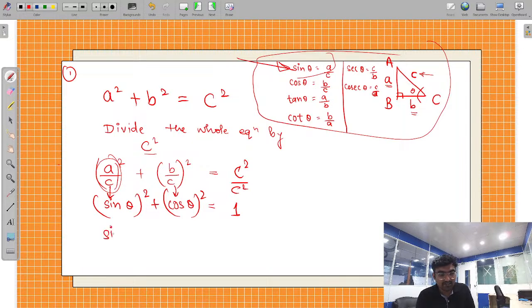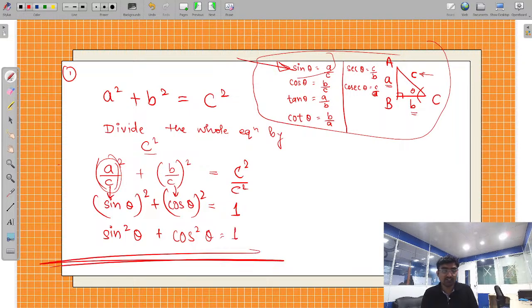Now from this I can write my first trigonometrical identity, that is sine square theta plus cos square theta is equal to 1. It's easy, right? Hope you got it. Now this is the first trigonometrical identity. Now there are two more identities, and for them all we have to do is just change one thing.